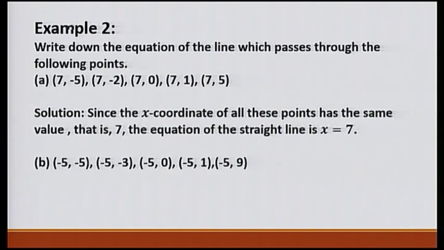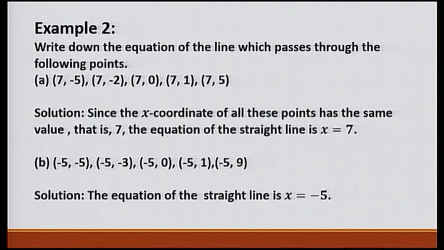Part B. (-5, -5), (-5, -3), (-5, 0), (-5, 1), (-5, 9). Since the x-coordinate of all these points has the same value, that is -5, the equation of the straight line is x is equal to -5.